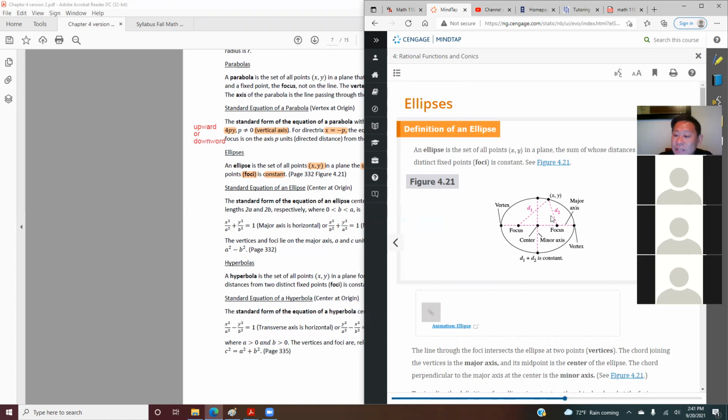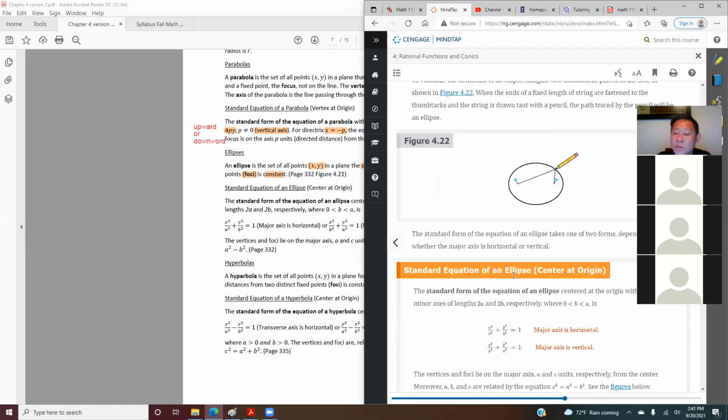It has the vertex, so the end point is called a vertex. The major axis also has the foci, and it has a center. So we have two types of ellipse. An ellipse has a major axis that is horizontal, which looks something like this. Horizontal means flat. And you have an ellipse with a major axis that is vertical, so this one will go sideways. So I'll show it to you.